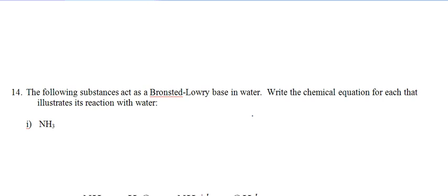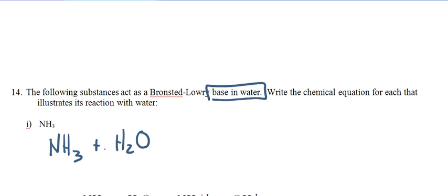The following substances act as Bronsted-Lowry bases in water. Write the chemical equation for each that illustrates the reaction with the water. Okay, so here's what the question's asking us to do. We're going to write NH3 reacts with water. This is my base. What do bases do? They accept hydrogen.